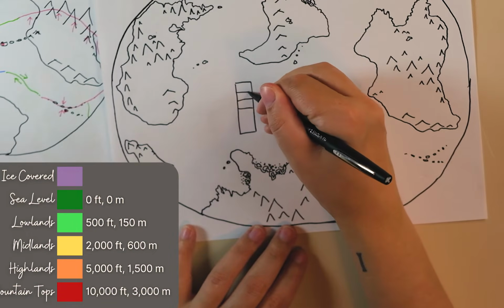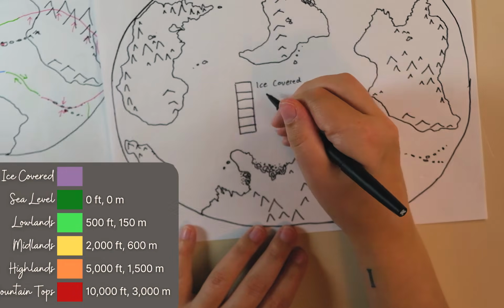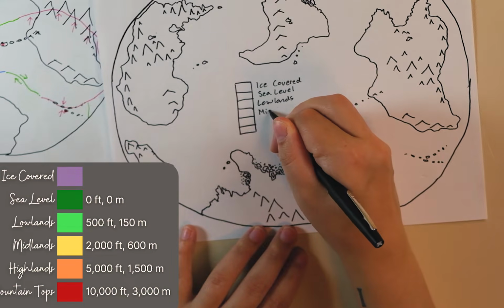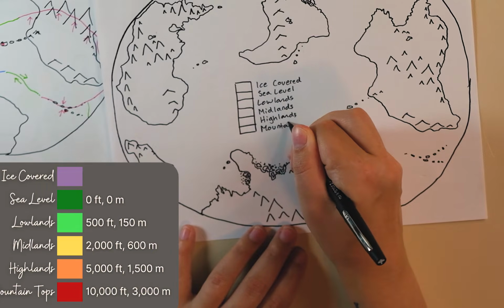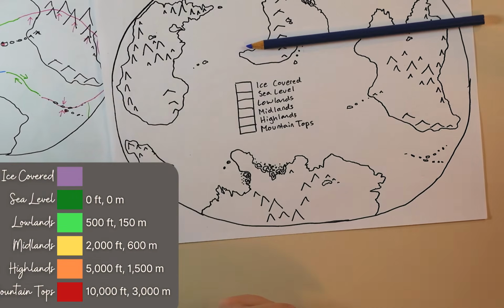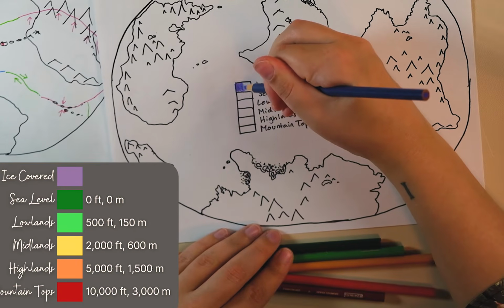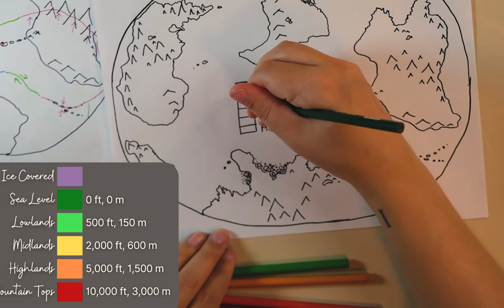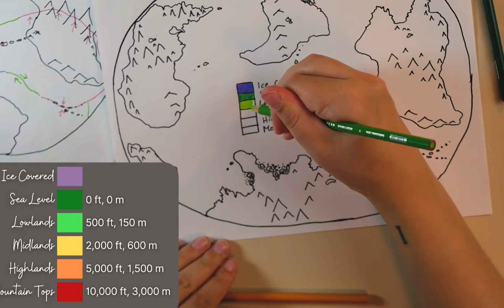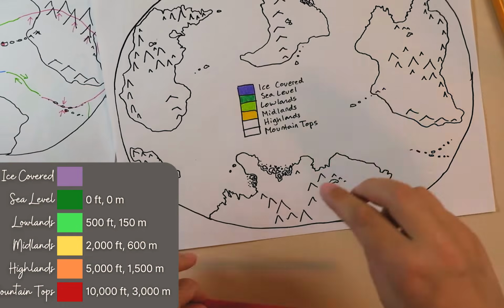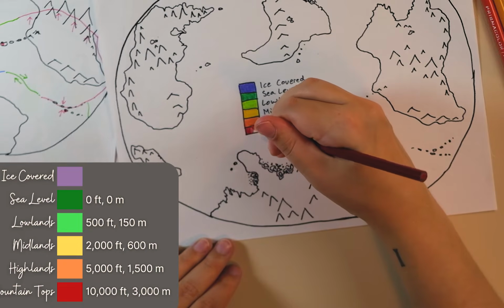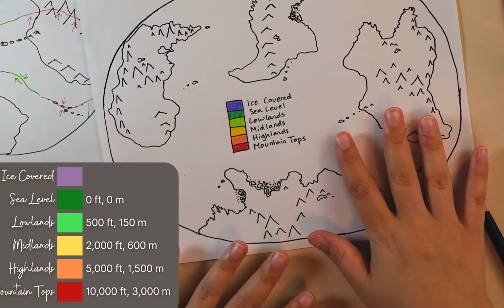I'm going to draw my key using a similar elevation range as Earth and elevation maps that you would see of Earth. This is the elevation scale I'm going to be using.